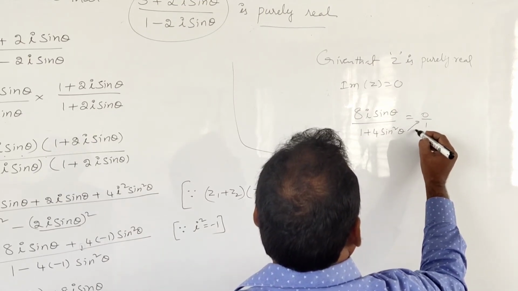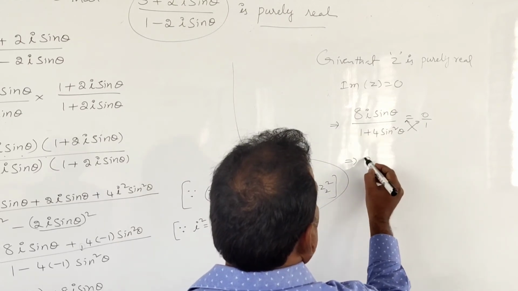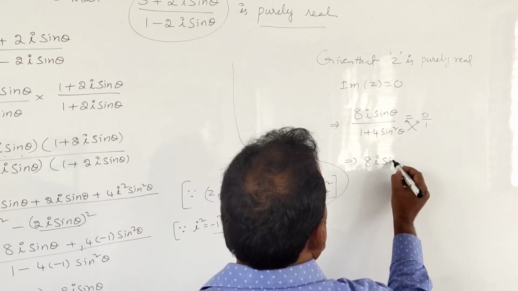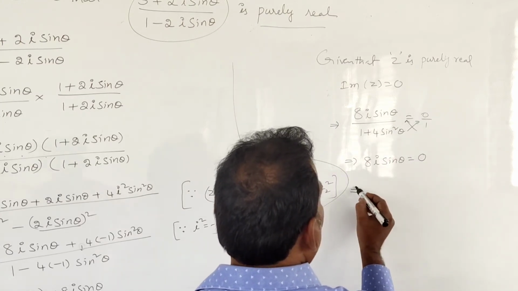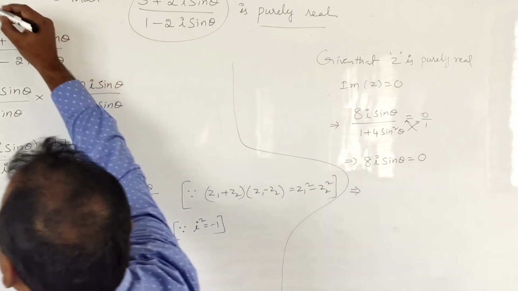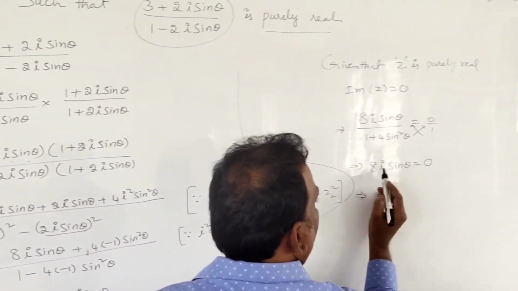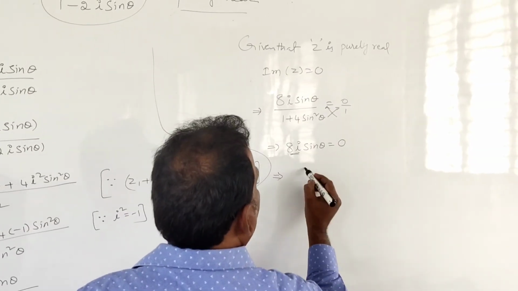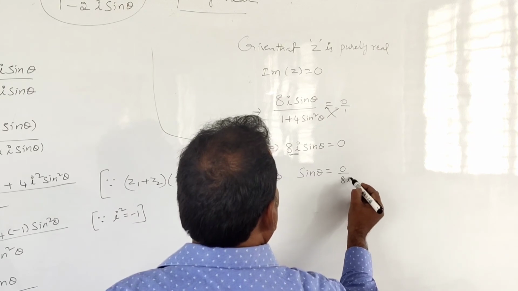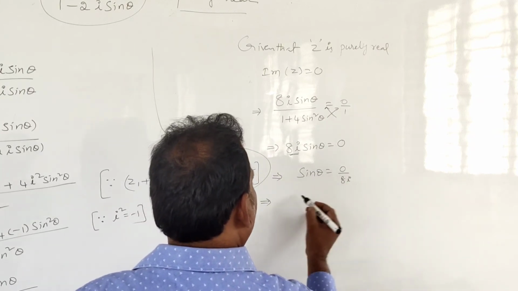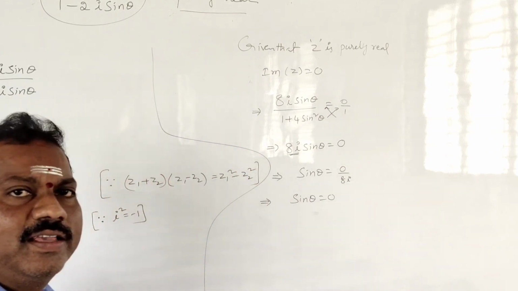You can take cross multiplication. So 1 into 8i sin theta is equal to 0 into everything, 0. Now we need only the theta value in the problem. That means except sin theta, these two terms also bring to the right side. Sin theta is equal to 0 by 8i. You know very well 0 by anything is 0. Correct, students? Right. So sin theta is 0.